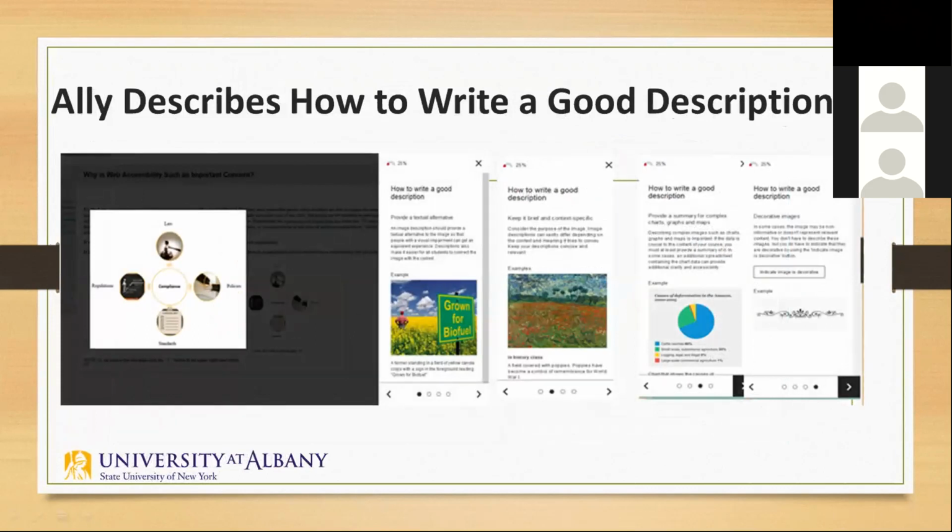Ally then described to the faculty how they can write a good description and gives examples for each. For example, if there was a picture or if there was wording within a picture, how do you write a good description for a table or a picture image or a decorative item within your Blackboard course.